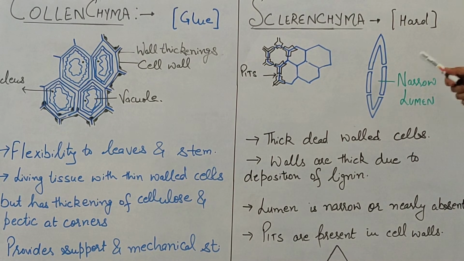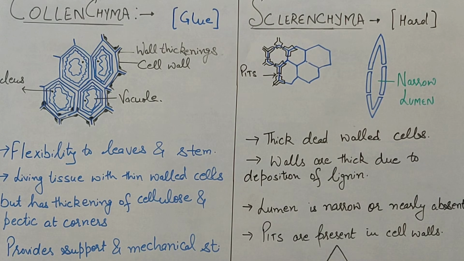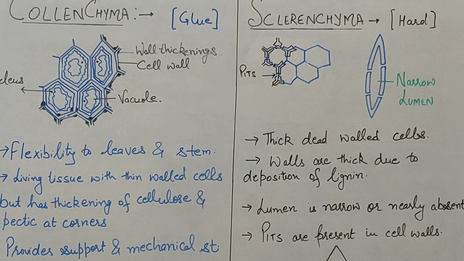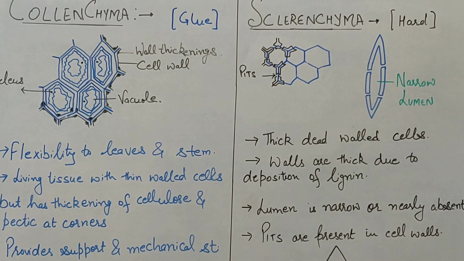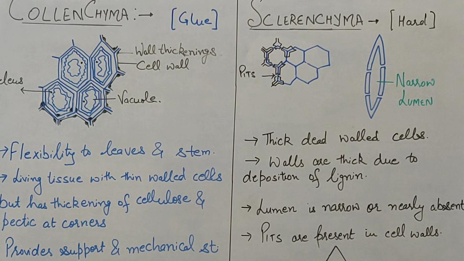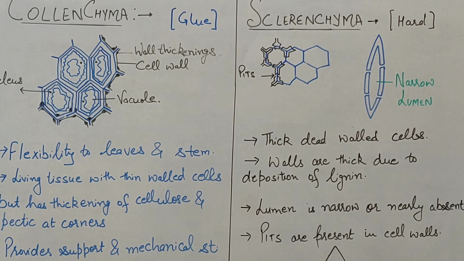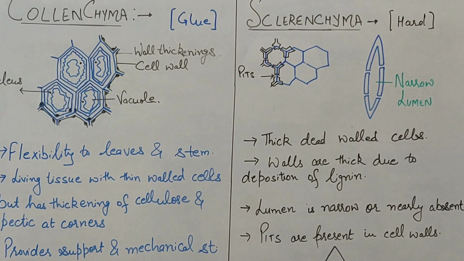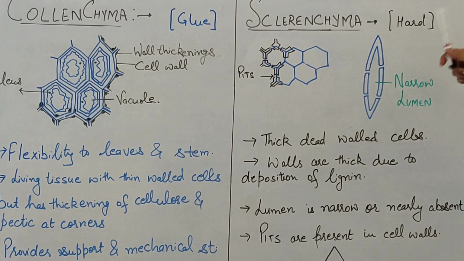So this tissue is present in stems, around vascular bundle, in veins of leaves and in hard covering of seeds and nuts. You must have seen almonds, and almond has very hard outer covering. That hard outer covering is made up of sclerenchyma. So let's study properties of sclerenchyma.